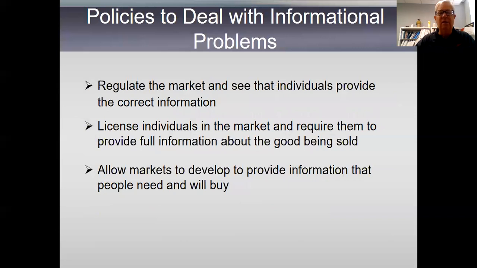So what are some other ways that we can deal with informational problems? We can do some type of regulations to make sure that people provide the correct information and make it illegal for them not to do so. We can require providers to be licensed, and in the process of obtaining that license, they have to prove that they are actually good at what they're doing and the service that they are providing. Or we can allow markets to somehow get that information and help people obtain the information as they decide what they're going to buy or what they're not going to buy.